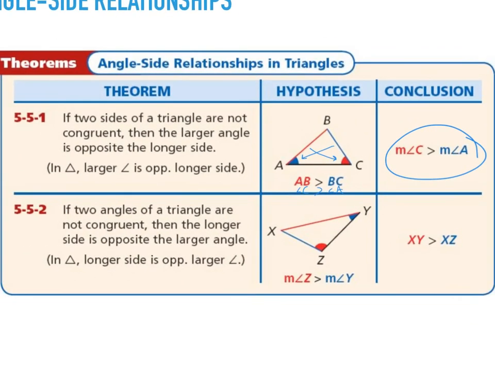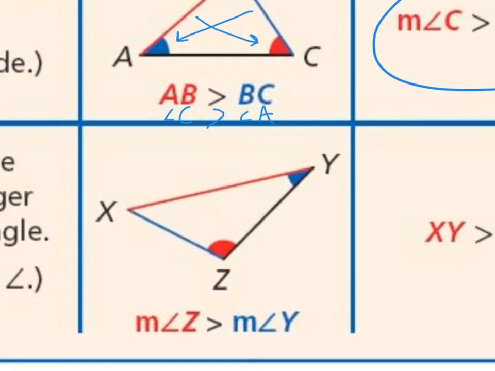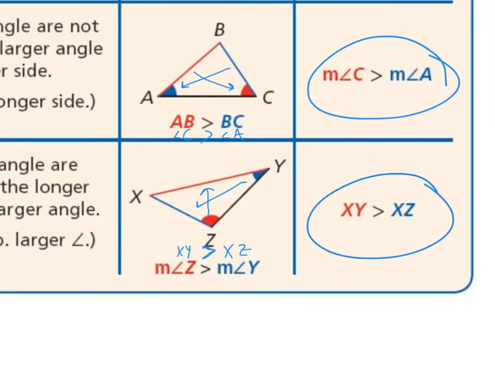The same thing applies for the converse. If two angles of a triangle are not congruent, then the longer side is opposite the larger angle. So here we have angle Z is greater than angle Y. What side is opposite angle Z? XY. What side is opposite angle Y? XZ. So XY is going to be greater than XZ, which is right here.